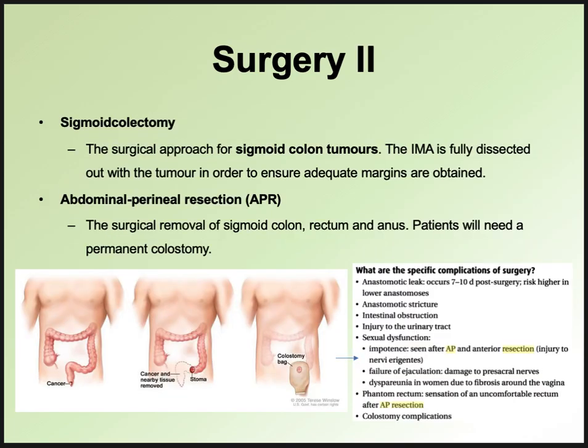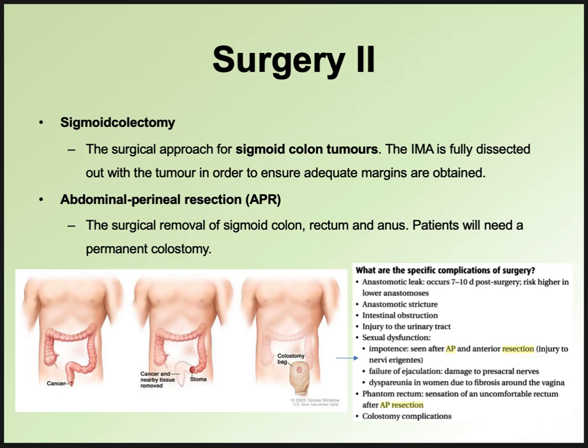So, other things to know. If there's a tumor in the sigmoid colon, a sigmoid colectomy is performed. In this procedure, the IMA, the inferior mesenteric artery, is fully dissected out with the tumor to ensure adequate margins are obtained.